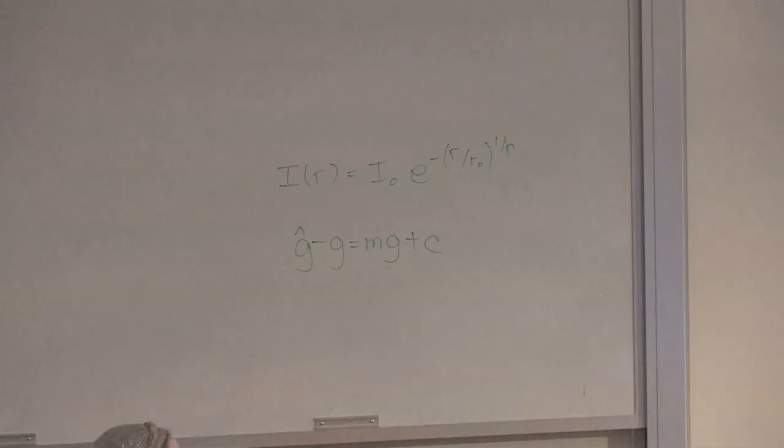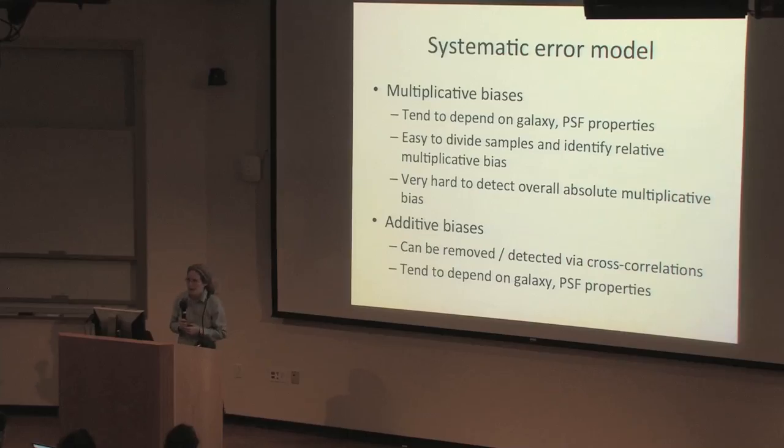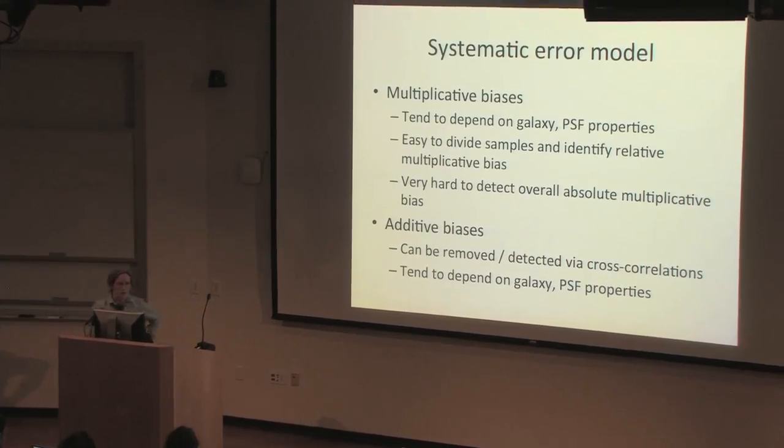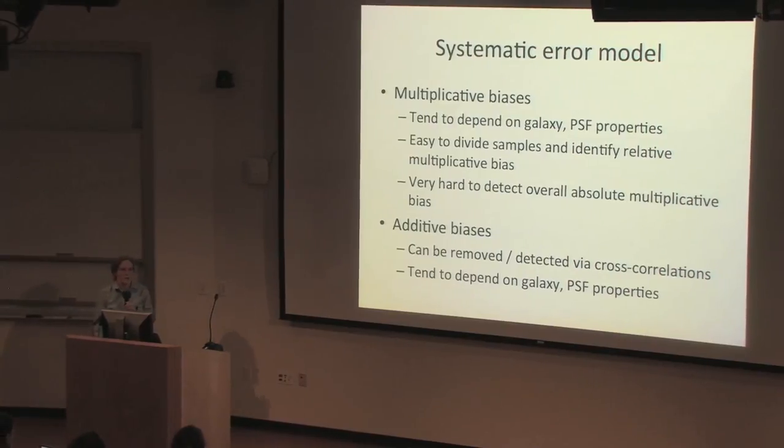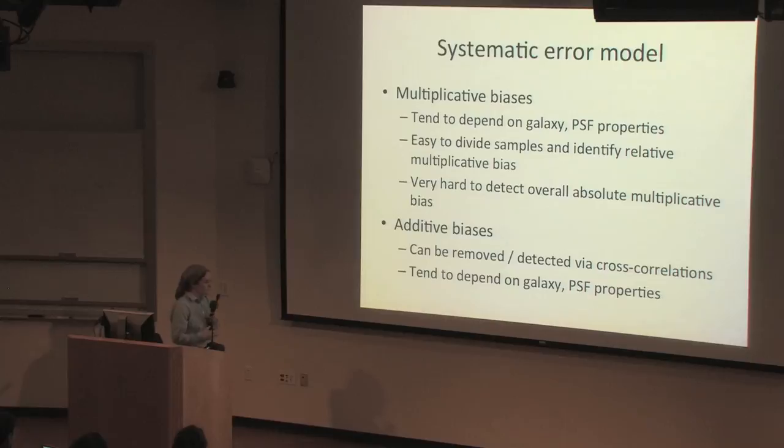You can easily divide your galaxy sample and try to identify relative multiplicative biases, but it's very hard just from the data alone to detect an overall absolute multiplicative bias. And so that's one reason why weak lensers like simulations where we know what lensing shear we put in. That's the easiest way to find multiplicative biases. The additive biases can often be detected by cross correlations with something else. They can cancel out in certain cross correlations. They also depend on the galaxy and PSF properties.